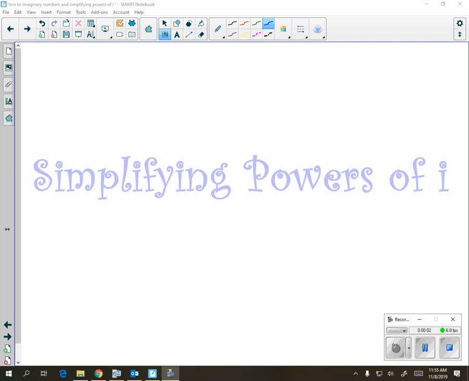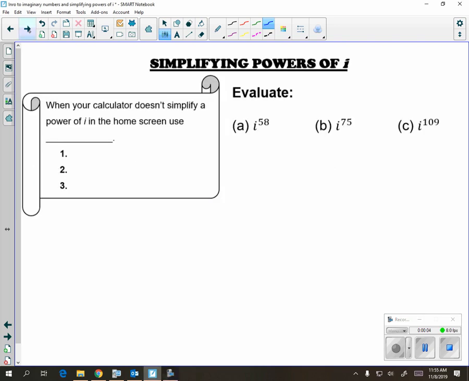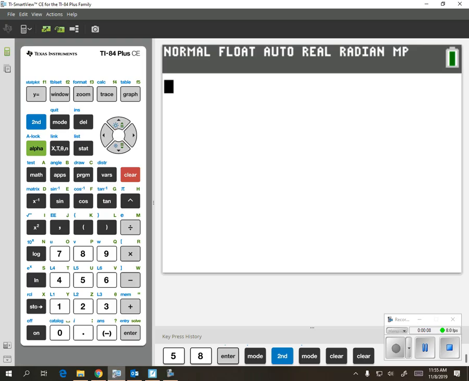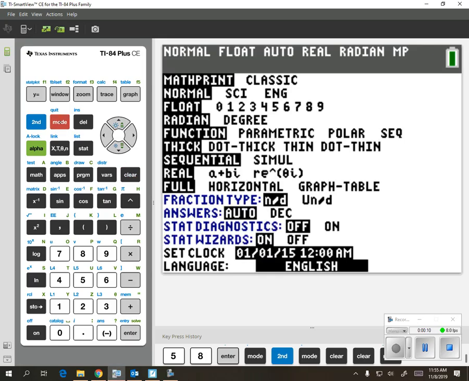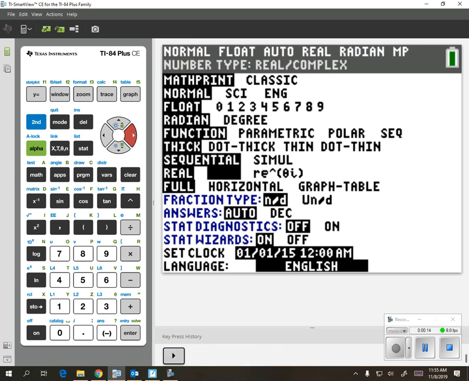Welcome to Simplifying Powers of I. Before you start this, because we're dealing with imaginary numbers, you want to go to your calculator and make sure your calculator is in A plus BI mode.